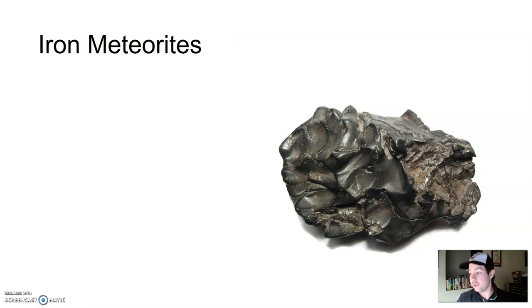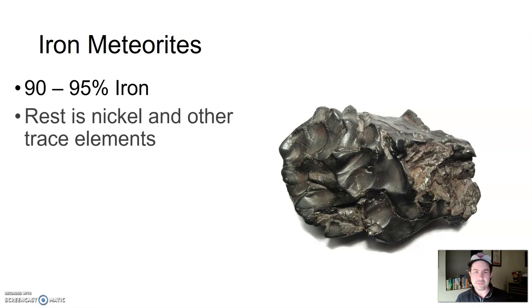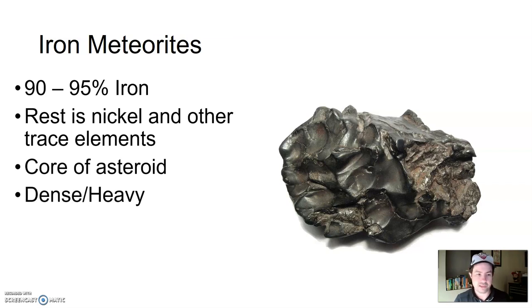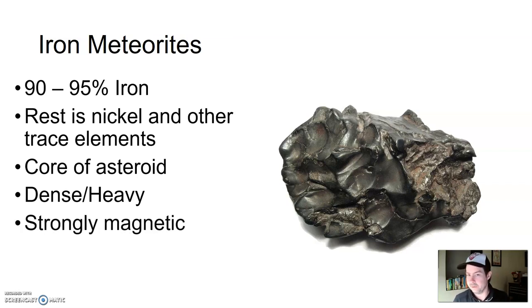Then we have iron meteorites. They're 90 to 95% iron. The rest is nickel and a mix of other elements, but mostly metal. This is coming from the core of the asteroid. It's very heavy, very dense. It's mostly heavy iron. Strongly magnetic. It's almost all iron. Very strongly magnetic.